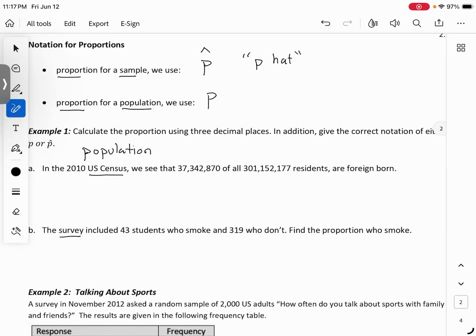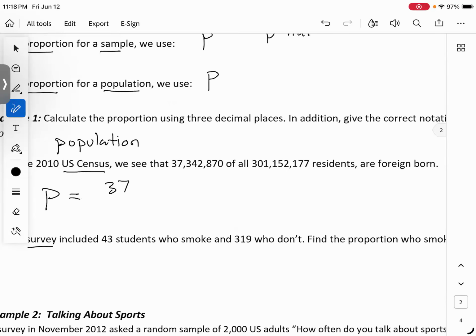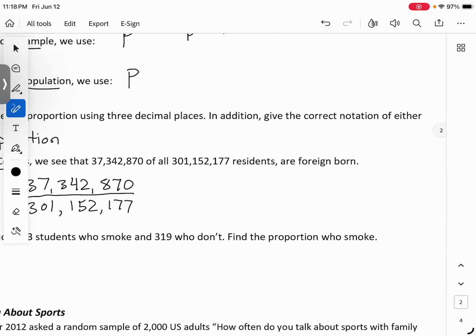So this right here, more specifically, is the one that's based off of a population, which is the U.S. Census. It's supposed to be like everybody. So if we calculate the proportion for this study, it would be the P without the hat, population proportion. In terms of the numbers, you take your 37,342,870. That's how many out of 301,152,177 that were foreign born.